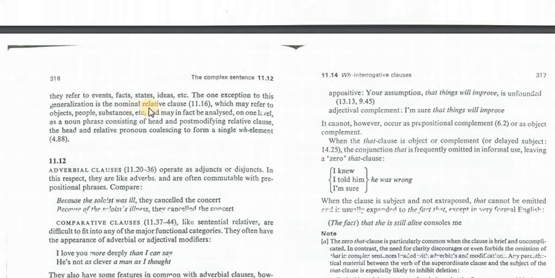العبارة الاسمية الموصولة which may refer to objects, people, substances قد تشير إلى أشخاص أو إلى أشياء, and may in fact be analyzed وممكن أحللها on one level as a noun phrase. ممكن أحللها بكونها عبارة اسمية تتضمن الهيد الأساس و post modifying relative clause وعبارة موصولة واصفة بعد الاسم. الهيد and relative pronoun coalescing to form a single WH element، أي الهيد والـ relative pronoun يجتمعان لتشكيل WH element واحدة أو مفردة.